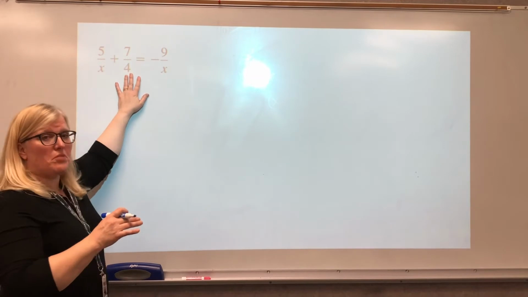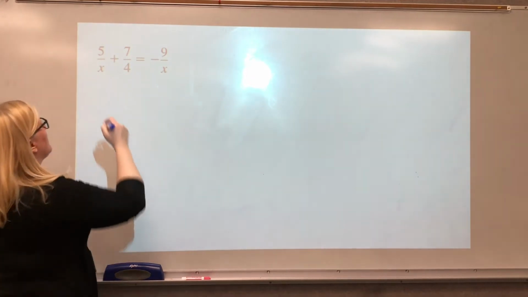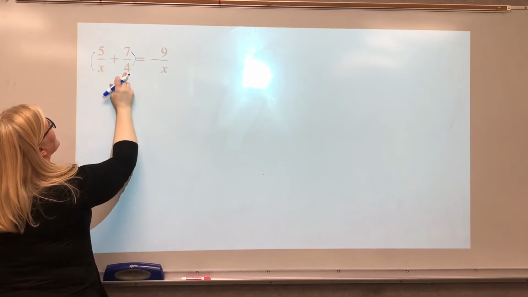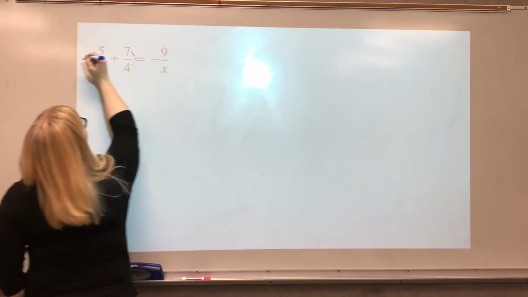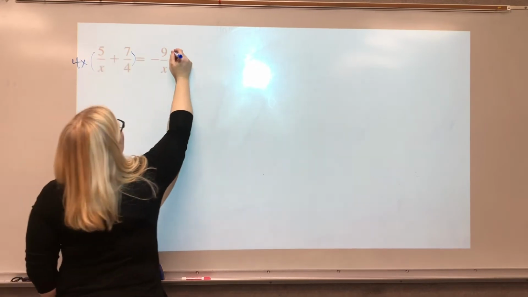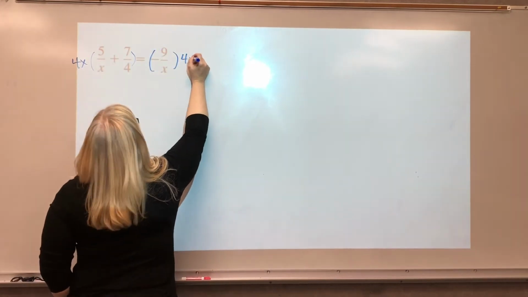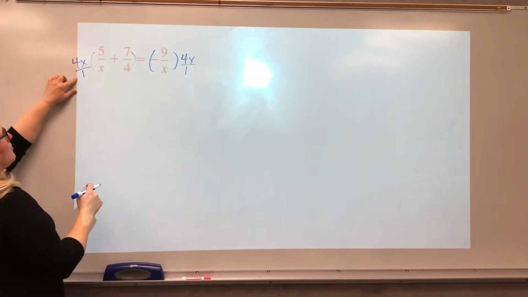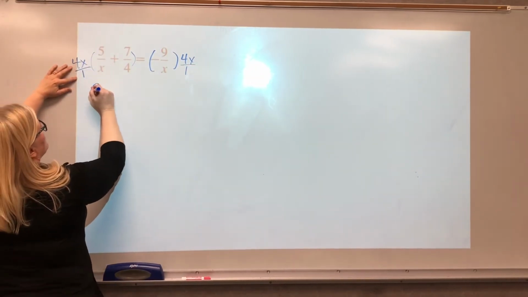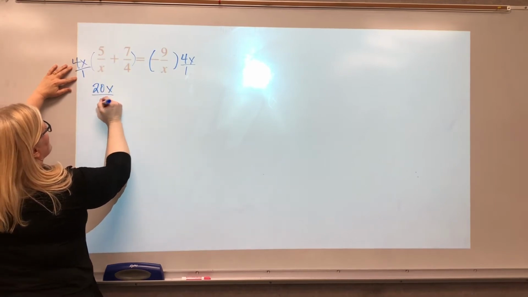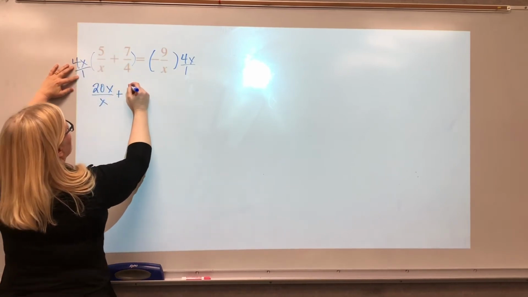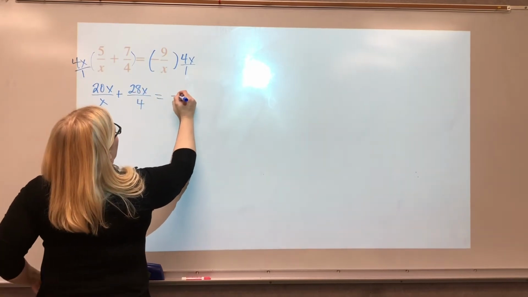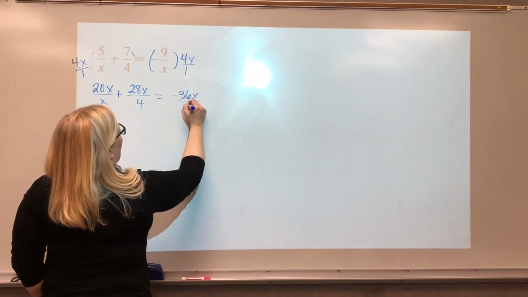First way, I'm going to multiply both sides by the least common denominator, which is 4x. So 4x on this side, 4x on this side. And again, if I put it over 1, hopefully that will help. So 4x times 5 is 20x over x, plus 4x times 7 is 28x over 4. And then we have negative 36x over x.